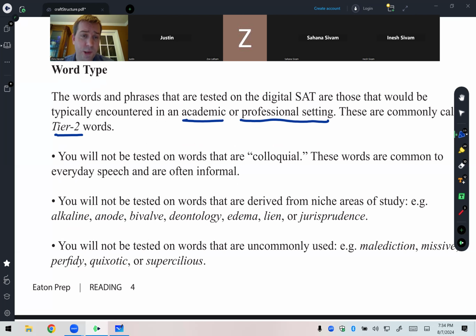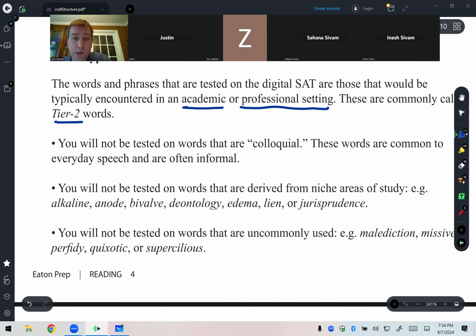deontology, this is a word that you would see if you study philosophy. We don't have to worry about it here. Edema, I think that's a skin condition. We don't have to worry about that. You don't have to know what a lien is. That is a legal term. Maybe they put a lien on the house or a lien on the automobile. We don't have to know what it means. Jurisprudence, that's also a legal term. That's literally the study of law. So we don't have to worry about niche terms. We don't have to worry about medical terms or terms that are specific to a particular branch of science.